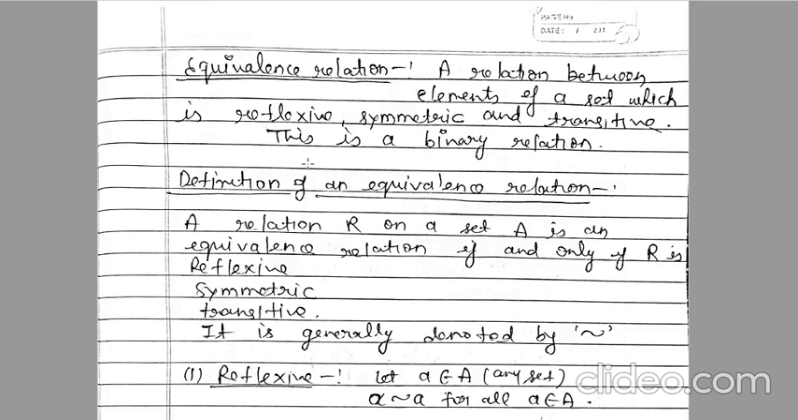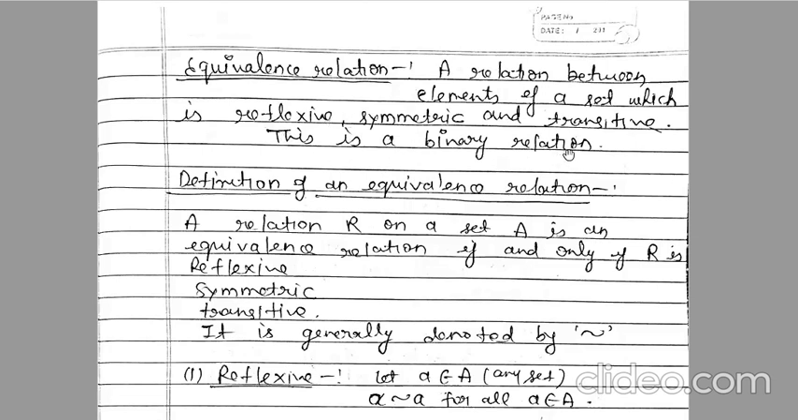Now, equivalence relation. Equivalence relation means a relation between elements of a set which is reflexive, symmetric, and transitive. This is basically the definition: if you have a set and the elements, the objects of the set, are related to each other by a relation that is reflexive, symmetric, and transitive.